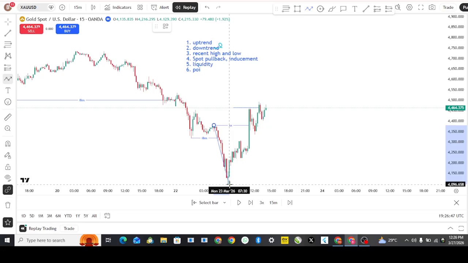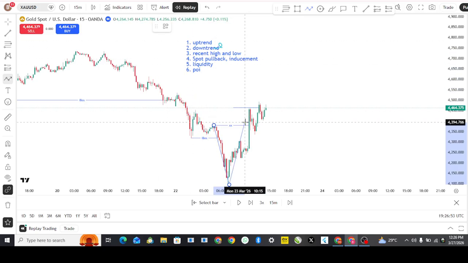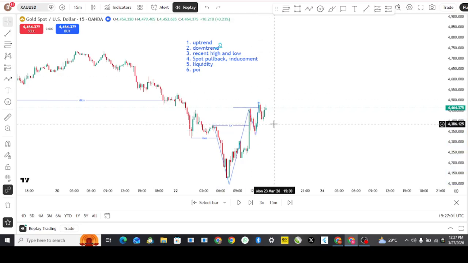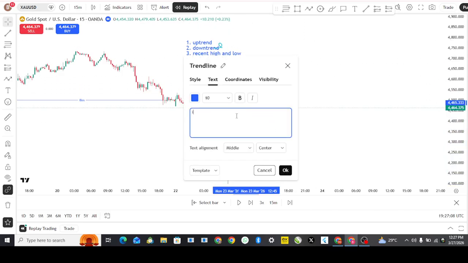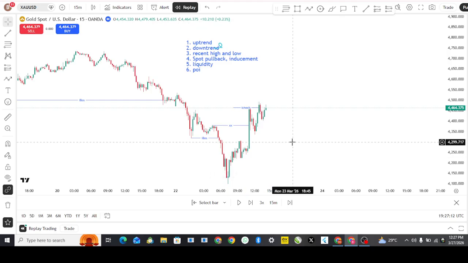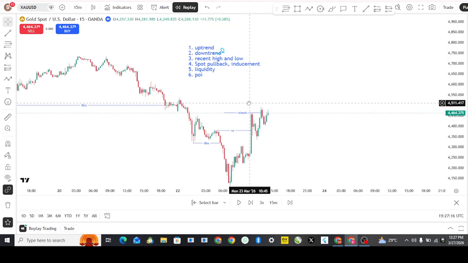Now we have a pullback like this. We have a close below this internal break of structure. Now where is our first close? This is our first close. We have a pullback like this, and we have our second close. So a second close above your inducement indicates internal change of character. That means you are switching from a buy to a sell. Now the market has given us a signal here.